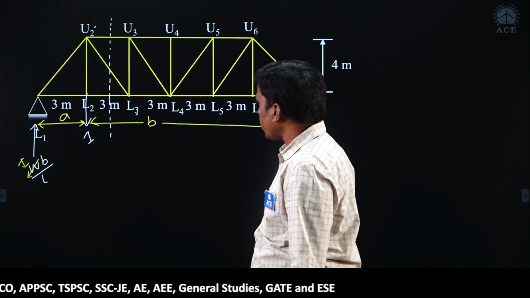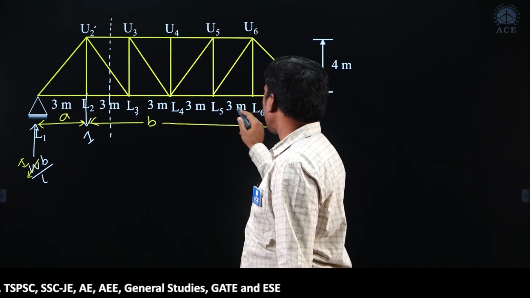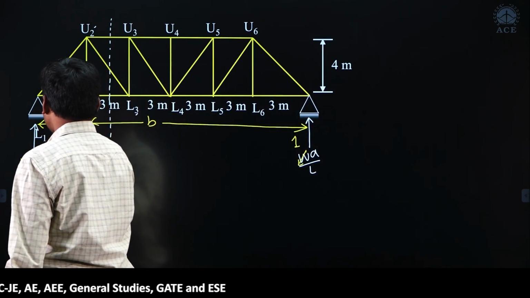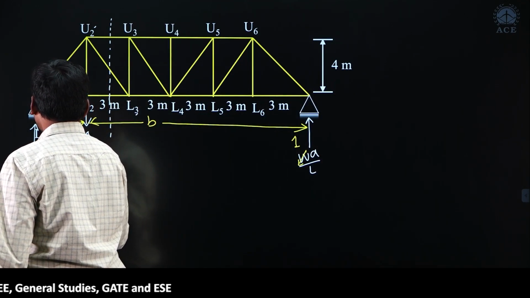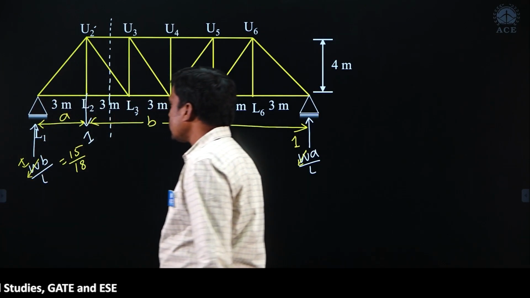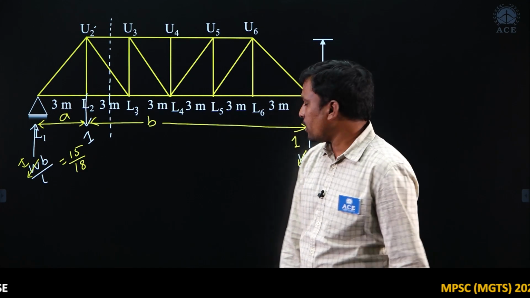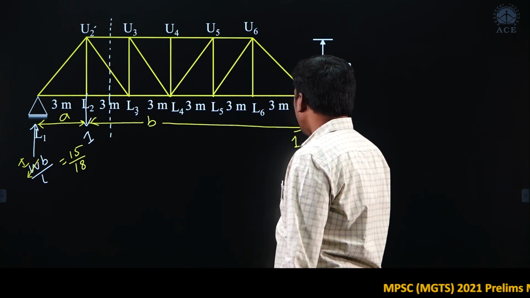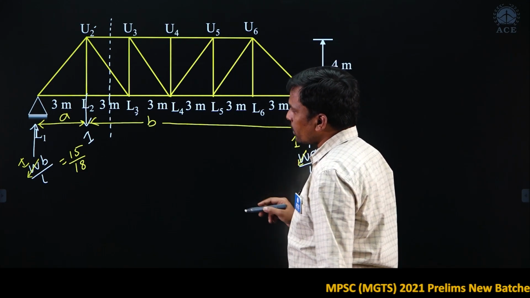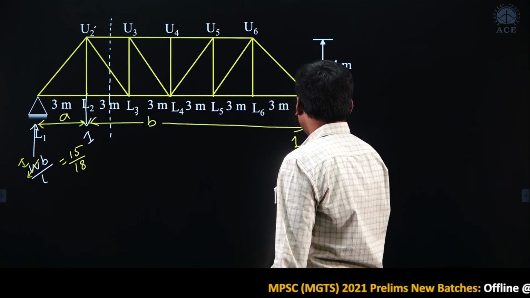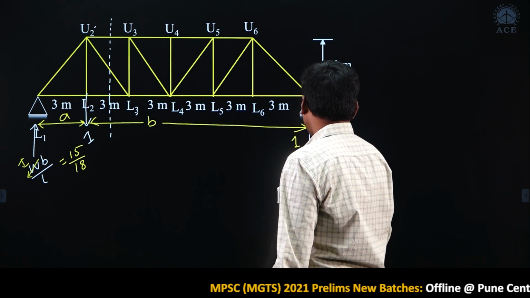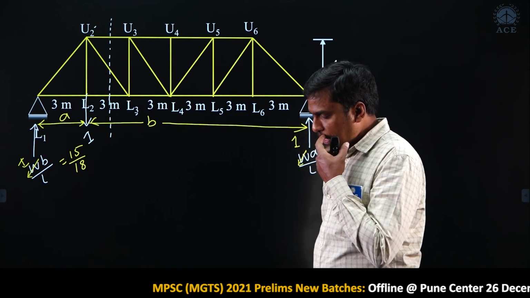Now what is the B value here? 1, 2, 3, 4, 5. Then this is 15 by 18. Total length is 18, right? Yes, 15 plus 3 is 18. Then this is WA by L, W is 1 and what is A here? 3, and total is 18.